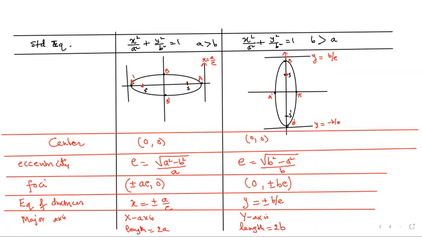So I think you must have already got the idea. Whenever we want to find this where b is greater than a, all a will become b and all b will become a, all x will become y and all y will become x. So automatically everything gets interchanged, because if you rotate it through an angle of 90 degrees, both ellipses will become the same.